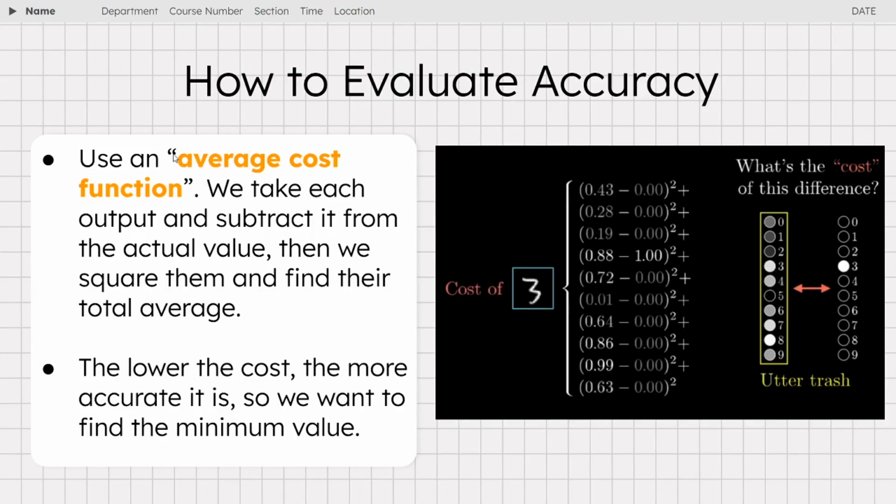And this function is called an average cost function. We take each output and subtract it from their actual values, like minus 0, minus 0, minus 1, minus 0, minus 0. Then we square all of the differences and add them together. After that, we average them. So we subtract the output from the actual values, square them, add them up, and then average. The lower this number, or the lower the cost, the more accurate it will be. So we want to find the minimum value of this function.